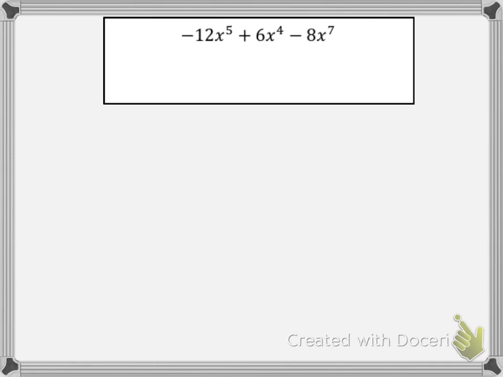All right, let's do a few more problems here. In this problem, we have negative 12x to the 5th plus 6x to the 4th minus 8x to the 7th. For our numbers, we have 2 times 6. I'm going to ignore the negative for now. We have 2 times 3, and we have 2 times 4. So numerically, it looks like our GCF is 2. And remember, algebraically, we're going to take the lowest power of x, which in this case is x to the 4th. So let's bring down our expression here.